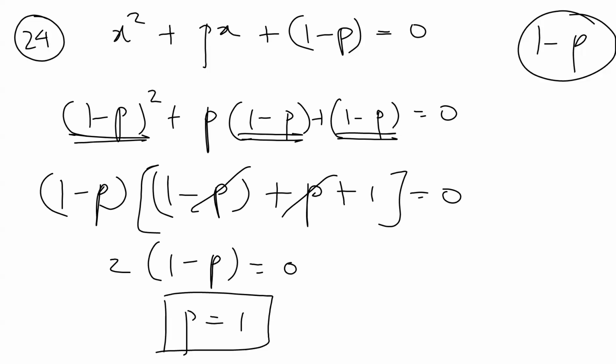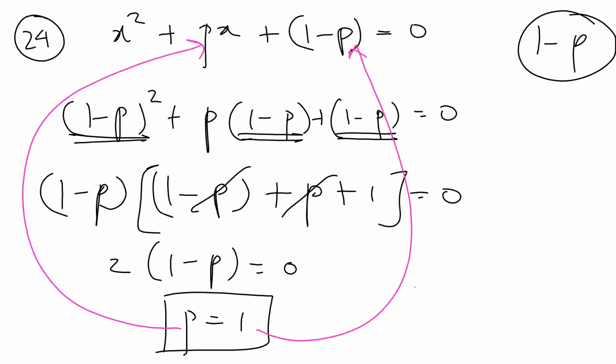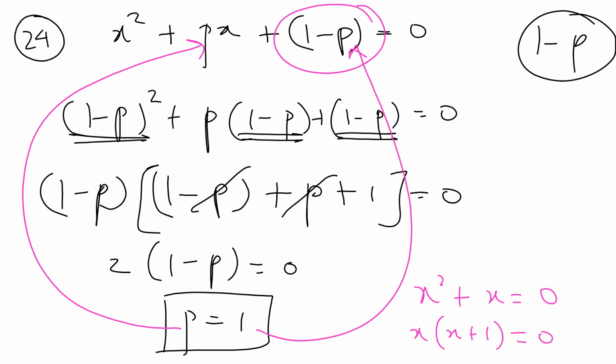Okay. Now once we get the value of p, it is not the end of the problem. We have to put this value of p over here and here. So x² plus p into x, that is x, and 1 minus p, 1 minus 1, which is 0. Okay, so x² + x = 0, x(x + 1) = 0, so x is equal to 0 or x is equal to −1. Those are the roots. Fine.